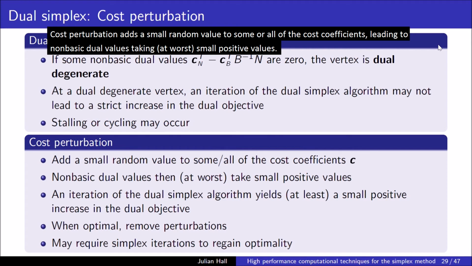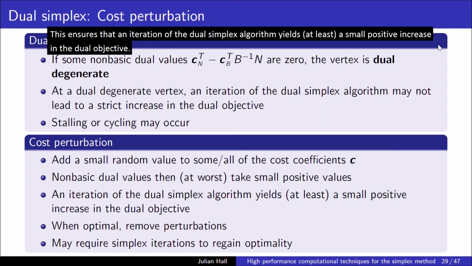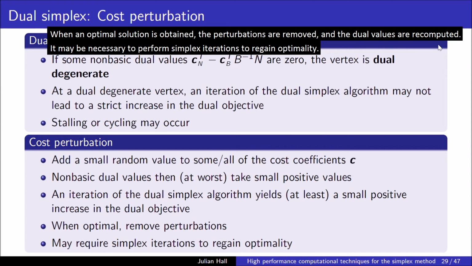Cost perturbation adds a small random value to some or all of the cost coefficients, leading to non-basic dual values taking, at worst, small positive values. This ensures that an iteration of the dual simplex algorithm yields at least a small positive increase in the dual objective. When an optimal solution is obtained, the perturbations are removed and the dual values are recomputed. It may be necessary to perform simplex iterations to regain optimality.